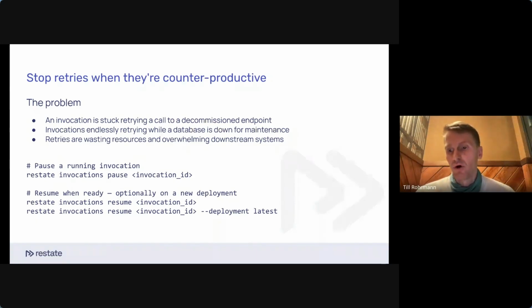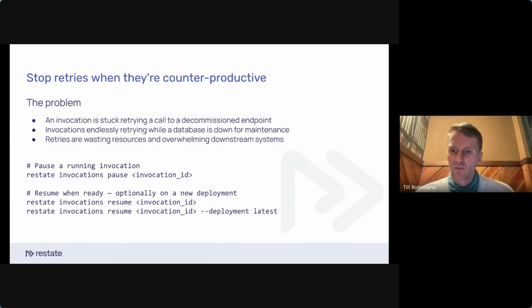You can now actually pause individual invocations, then investigate what's the cause of the failure, and potentially repair it, for example, by redeploying your service deployment, and then resume the invocation without losing any progress. You can even change the deployment on which the invocation should continue in case you registered the deployment under a new name. And this you can do via the CLI, the REST API, and the UI.